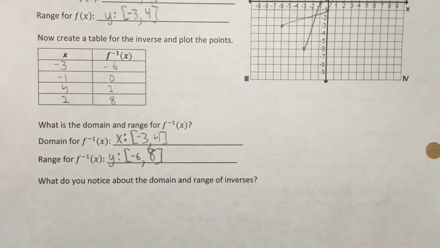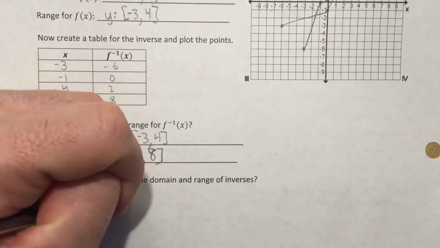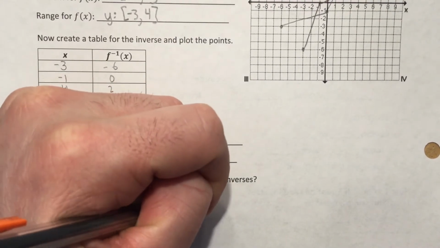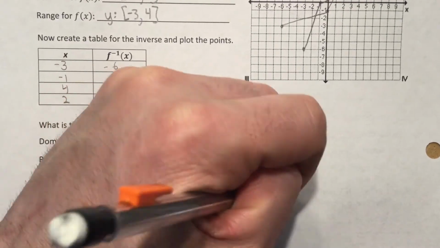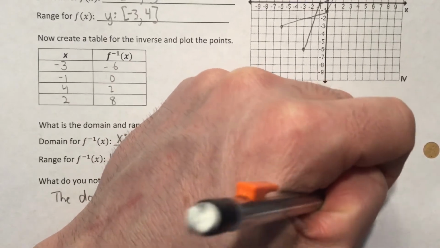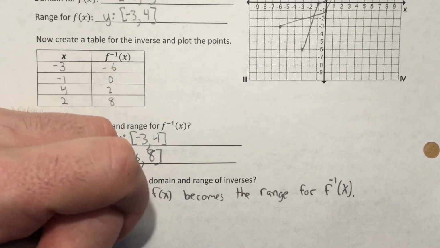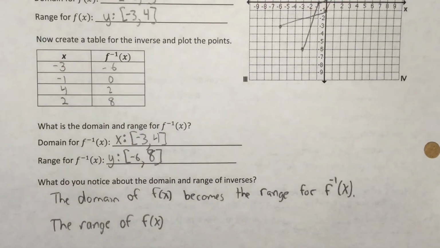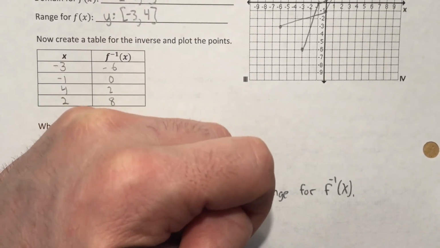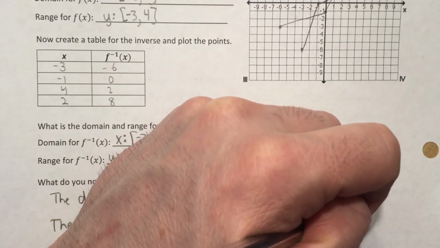So what we're going to say is that the domain of f of x becomes the range for f inverse of x. And then the range of f of x becomes the domain for f inverse of x.